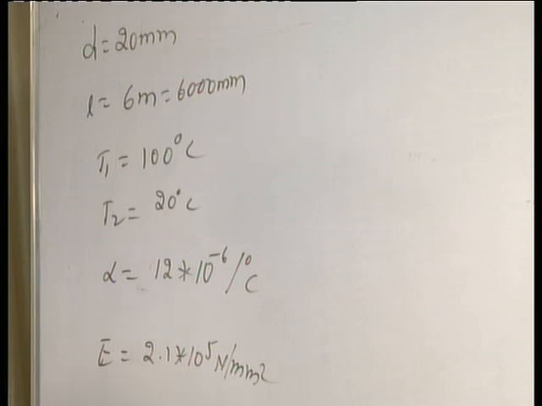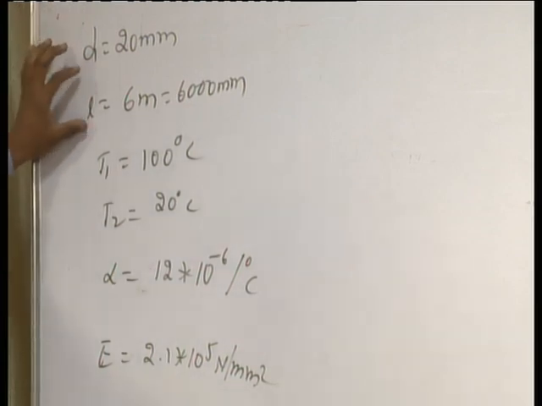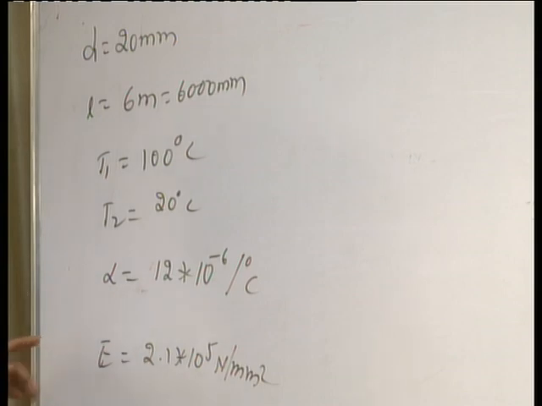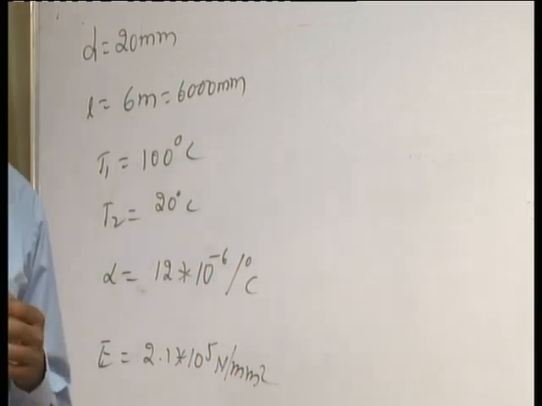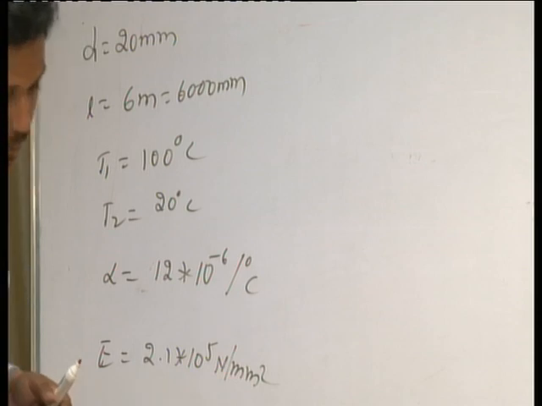See, here there is a difference in temperature. The initial diameter of the bar is 20 mm and length L is equal to 6000 mm. T1 is 100 degree centigrade and T2 is 20 degrees. This variation in temperature is very important, because our intention is to find out the actual stresses developed due to the variation in temperature. So the first case we can take is grips do not yield.